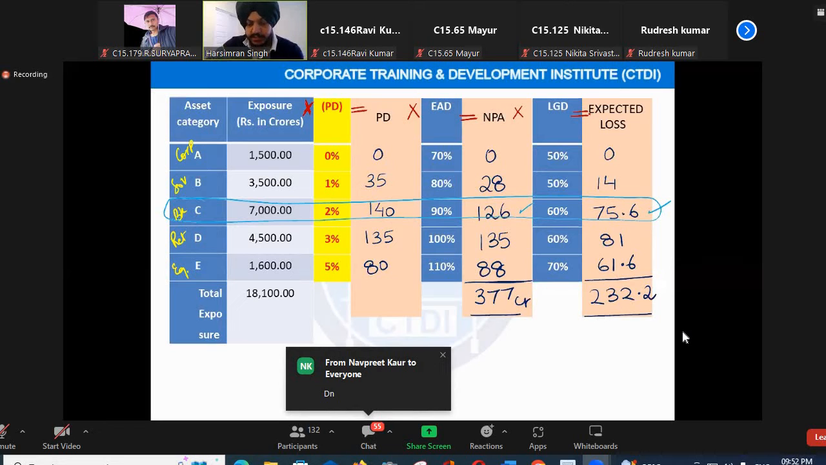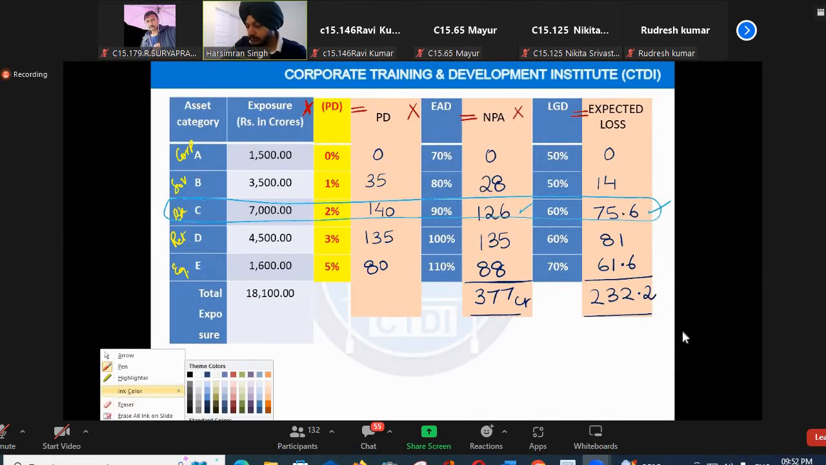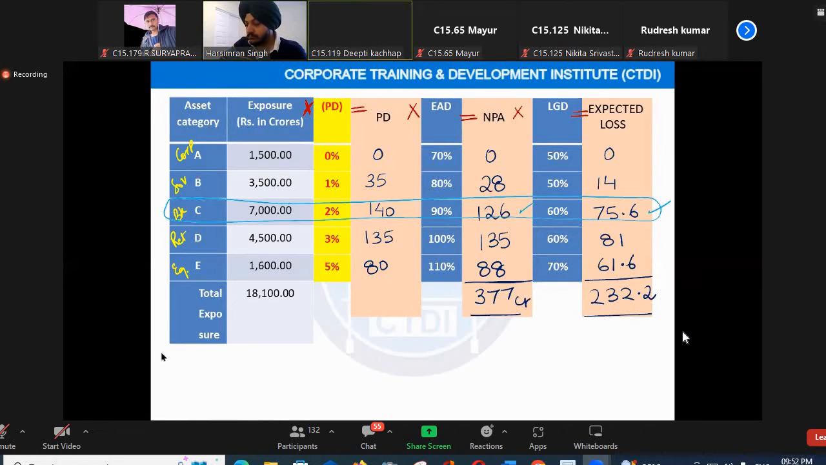Now, what is the next question? What is question number 3? Please tell me. What is the level of NPA at the end of the year?